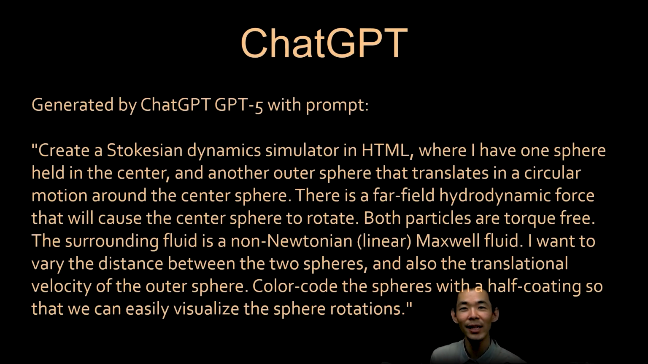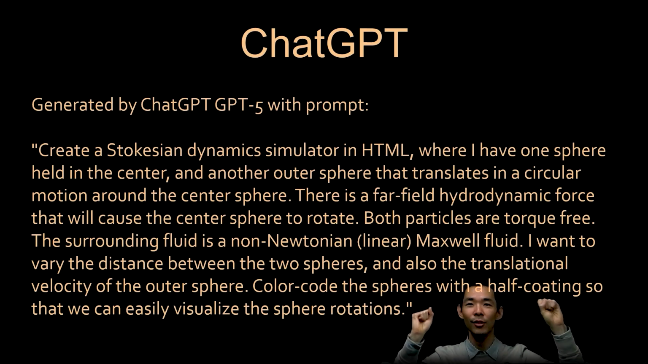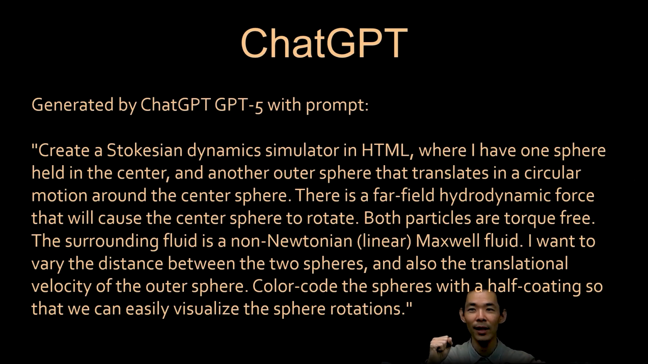Create a Stokesian dynamic simulator in HTML where I have one sphere held in the center and another outer sphere that translates in a circular motion around the center sphere. There's a far-field hydrodynamic force that will cause the center sphere to rotate. Both particles are torque-free. The surrounding fluid is a non-Newtonian linear Maxwell fluid. I want to vary the distance between the two spheres and also the translational velocity of the outer sphere. Color code the spheres with a half coding so that we can easily visualize the sphere rotations.